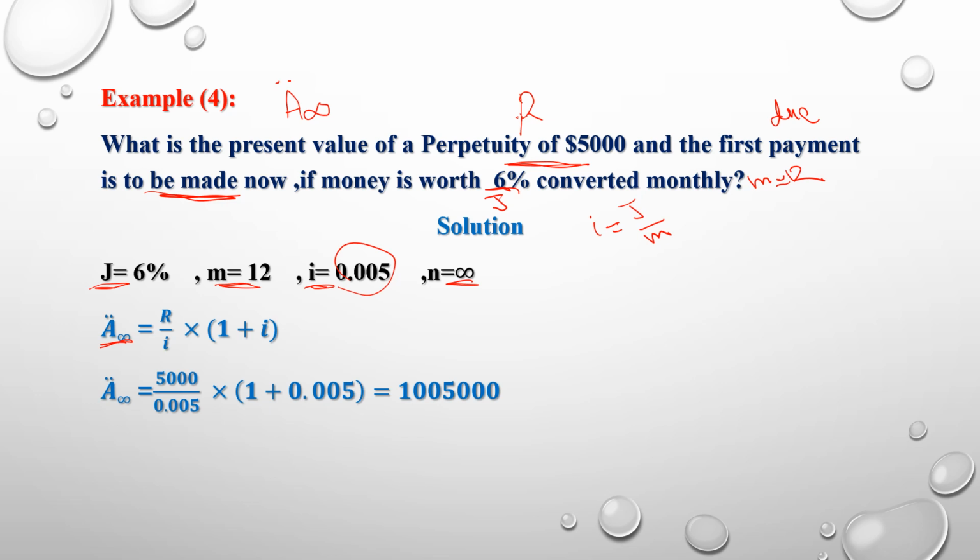By substituting the values of R and I, we get $5,000 over I times 1 plus I, and this equals $100,500.